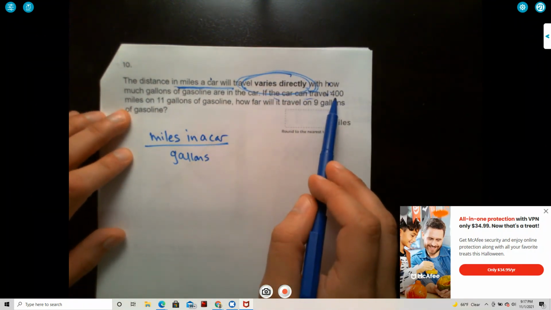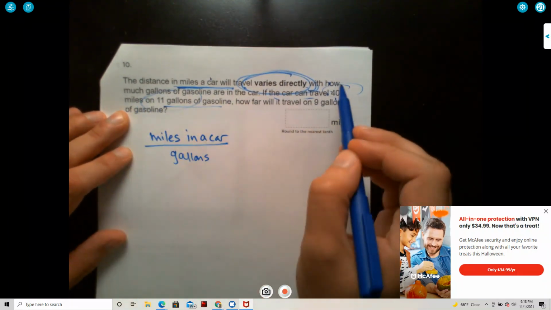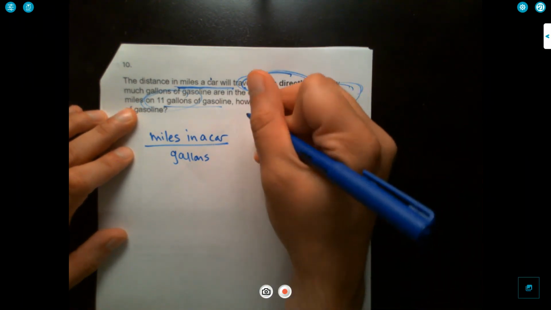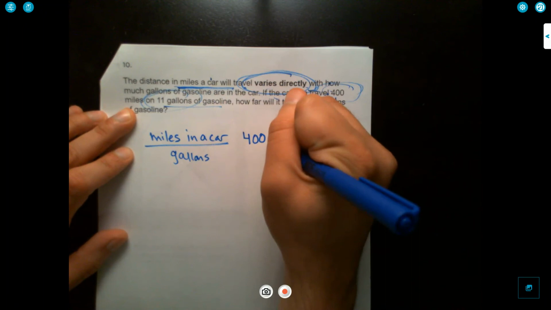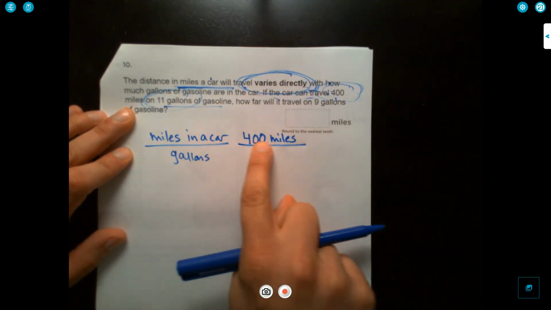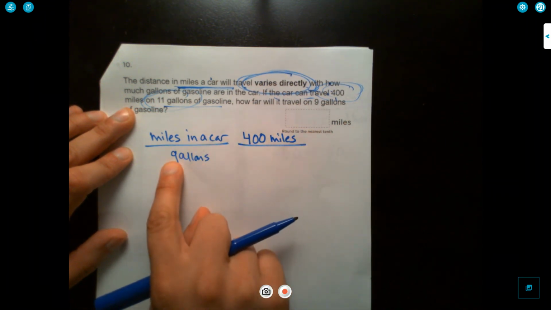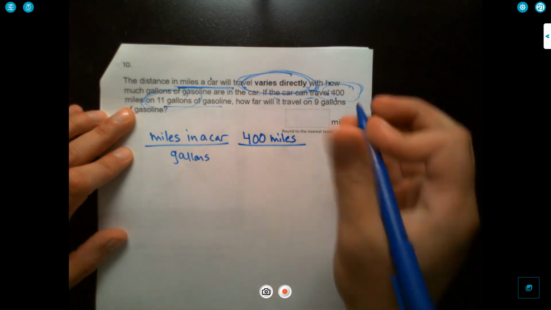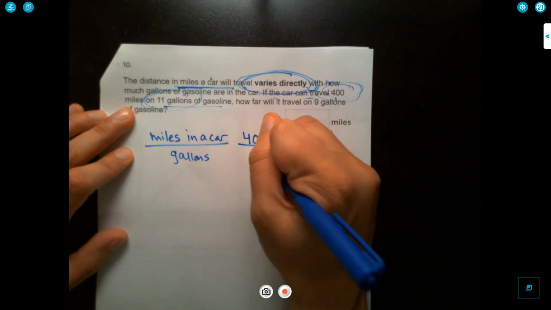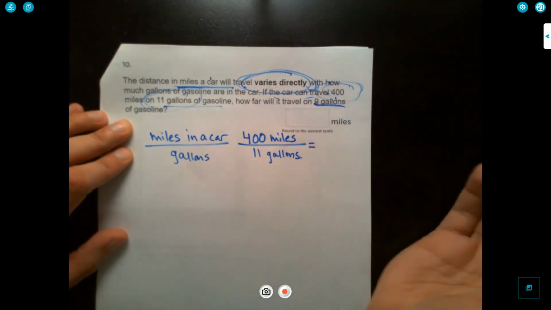So if a car can travel 400 miles and 11 gallons of gasoline, so there's our ratio. That's what we know. So we're going to go ahead and write that in. If the car can travel 400 miles, I'm going to put 400 miles, because remember, I'm going to express any label all on the numerator if that's how I have it set up. And any number that I associate with gallons is going to be all on the bottom. All right, so we have 400 miles on 11 gallons of gas. How far will it travel on 9 gallons of gas?